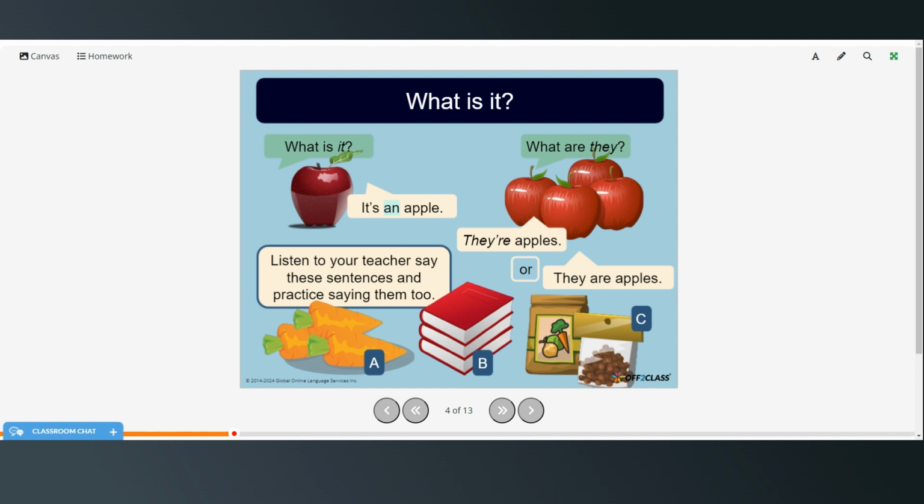Okay, so what are they? They're carrots. What are they? They're books. And what are they? They're seeds.